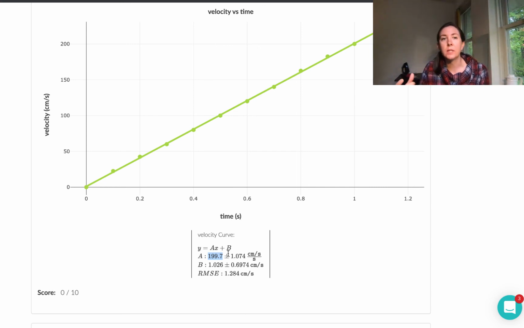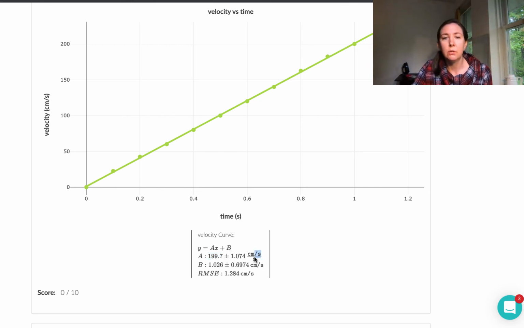This is what the velocity will increase by. So every second, my car will be going 200 centimeters per second faster. If it starts with 0 velocity, 1 second later I'm going 200 centimeters per second. Another second later, I'm going 400 centimeters per second. Another second, I'm going 600 centimeters per second.